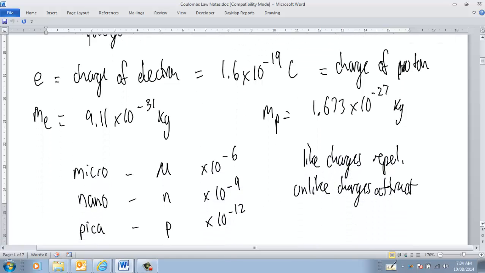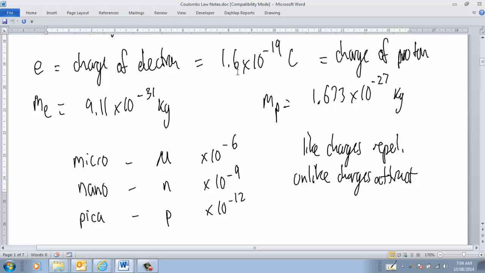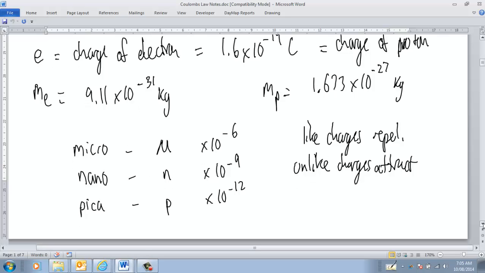Now the other units that you would have found, all of these constants are on your formula sheet, and these ones also are on your formula sheet. So we use micro for 10 to the minus 6, we use nano for 10 to the minus 9, and we use pico, so picocoulombs, for 10 to the minus 12. Now you don't need to remember them, as I said, they're on your formula sheet, but that's how you can prefix things if you see those.